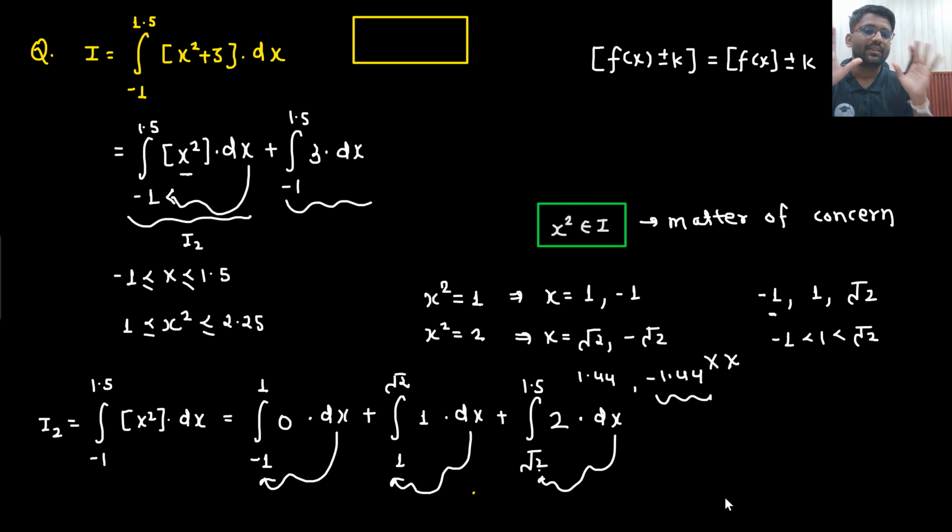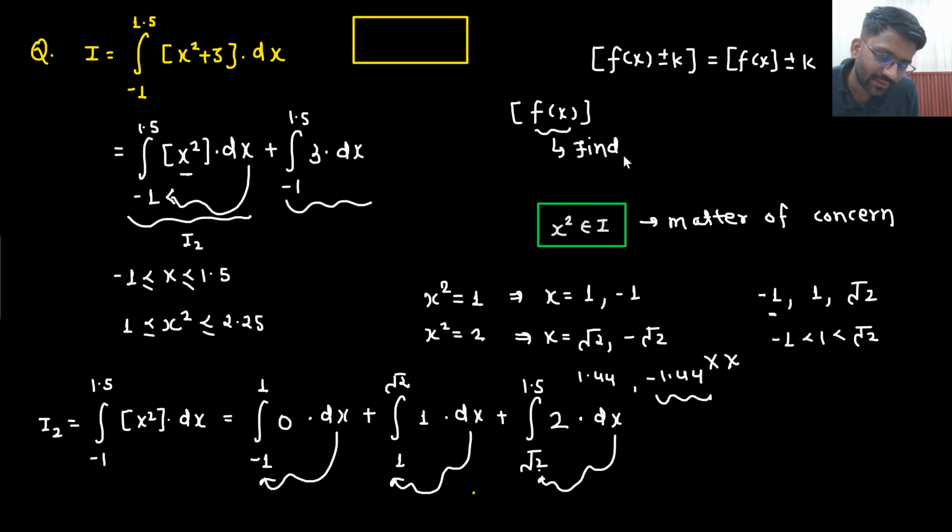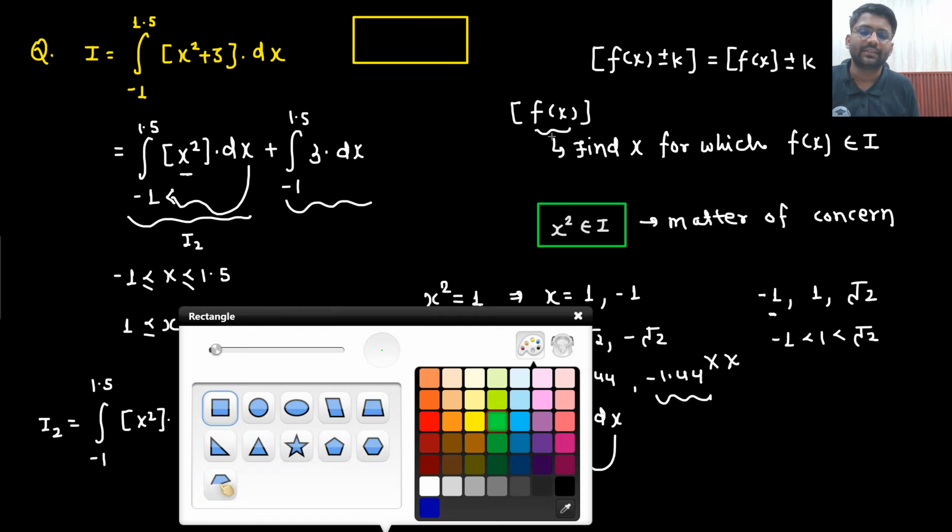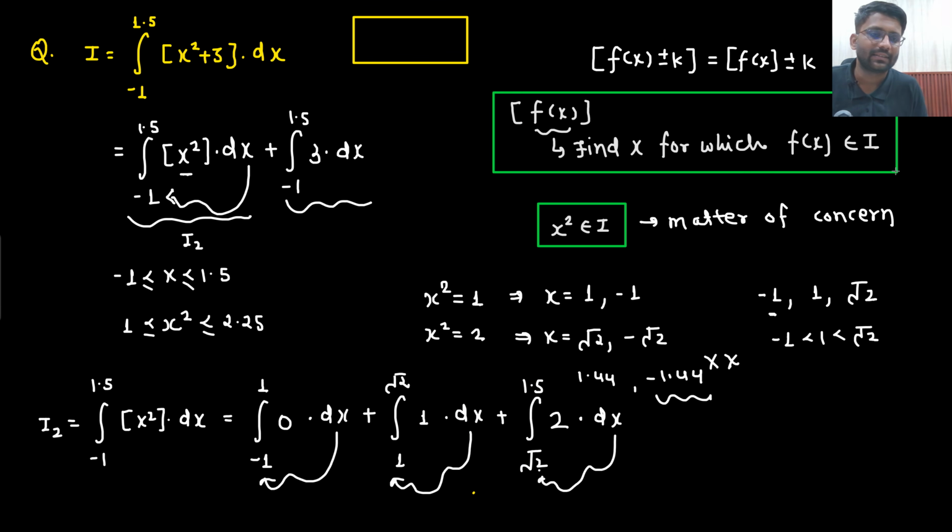So what is your task? Your task is always, if this is the scenario, find the value of x for which f(x) is integer. That's it. This is the task. Always this is the task. So I need to find out the value of x for which f(x) is integer.